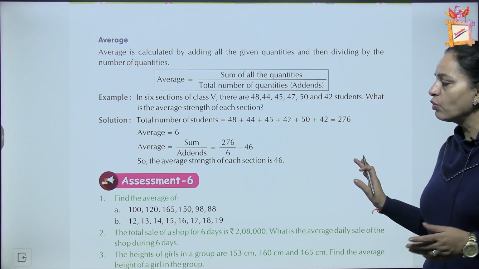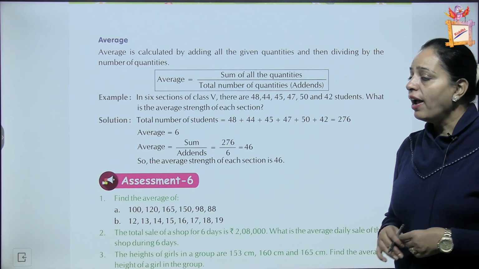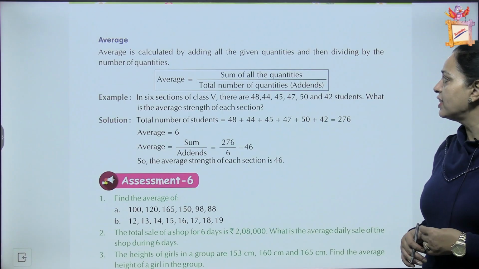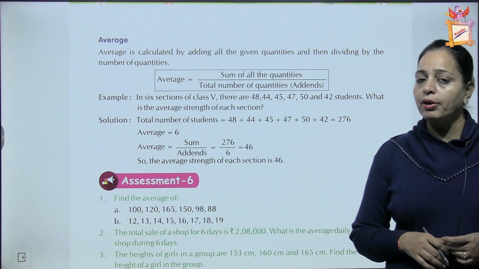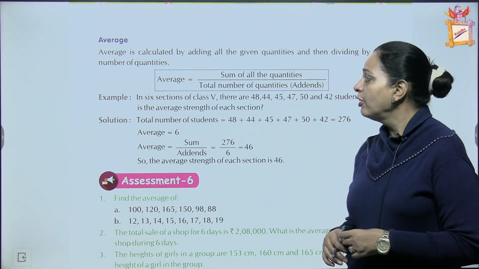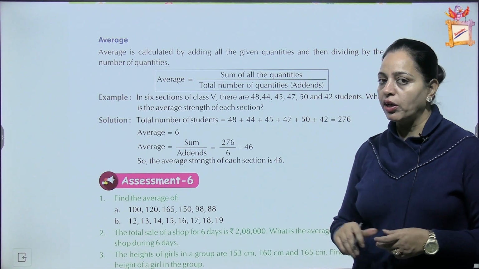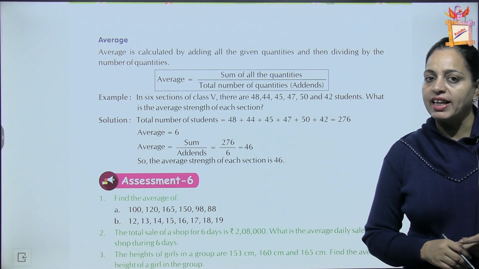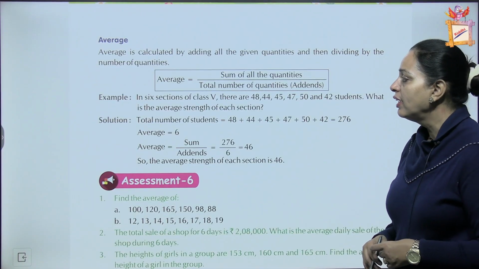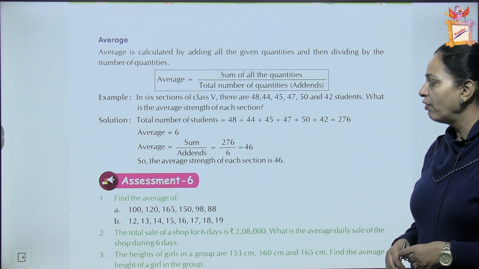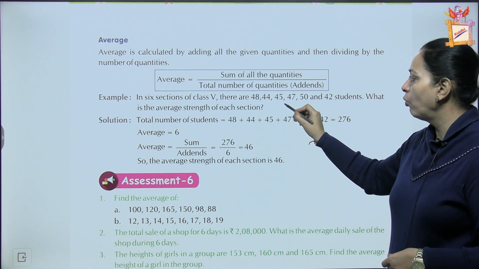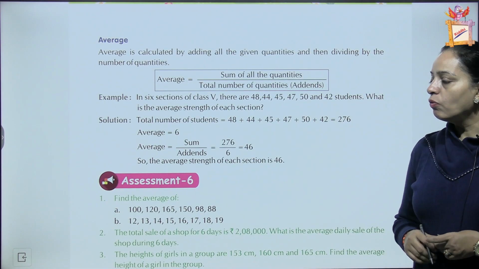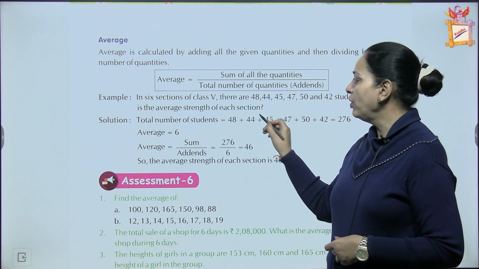Now come to next, we are talking about average. Average is calculated by adding all the given quantities and then dividing by the number of quantities. You know, average means sum of all the quantities divided by total number of quantities, means addends. See example 1. In 6 sections of class 5th, there are 48, 44, 45, 47, 50 and 42 students. What is the average strength of each section?